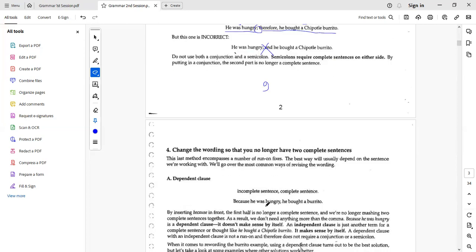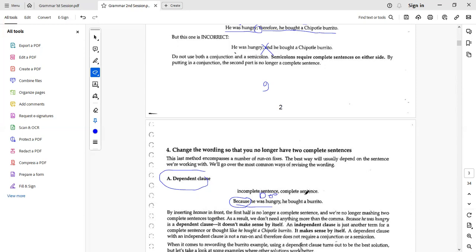What about the fourth case? In the fourth case, you can change one of the independent clauses to be dependent. How? By putting a subordinating word like because. Why do we call it dependent? Because it can't stand alone. If I said only because he was hungry and stopped, you're not going to understand. You have to complete the sentence. But if I delete because and say he was hungry alone, you're going to understand. So this is independent. Now, because he was hungry, we changed it to be dependent.